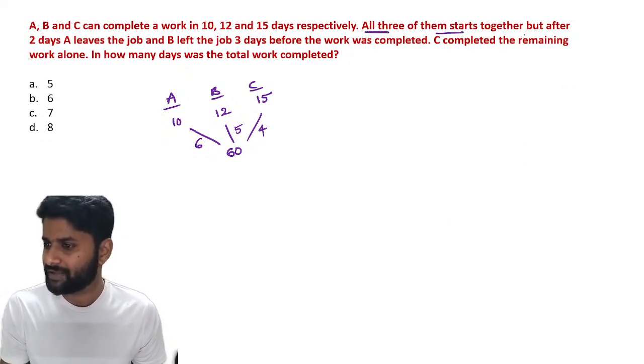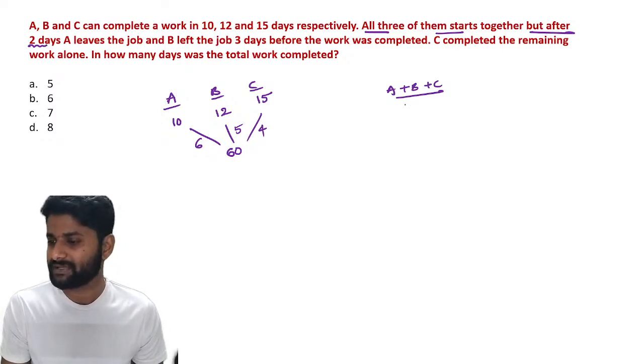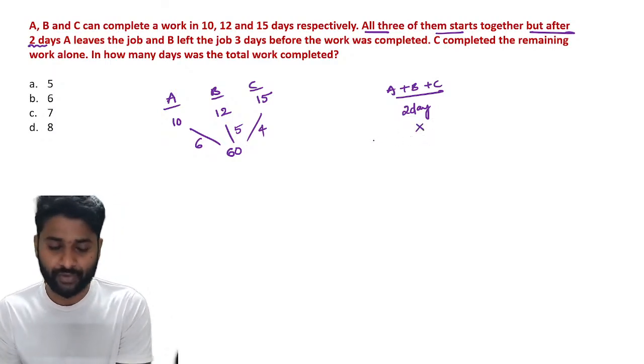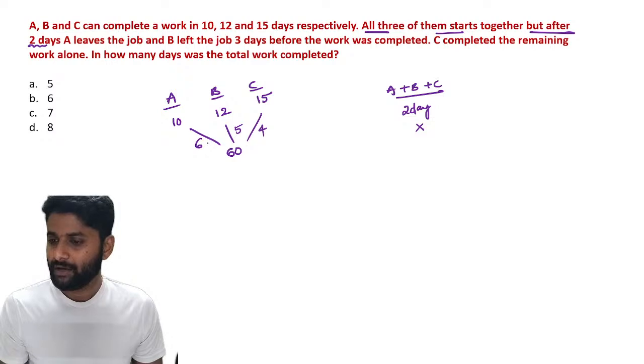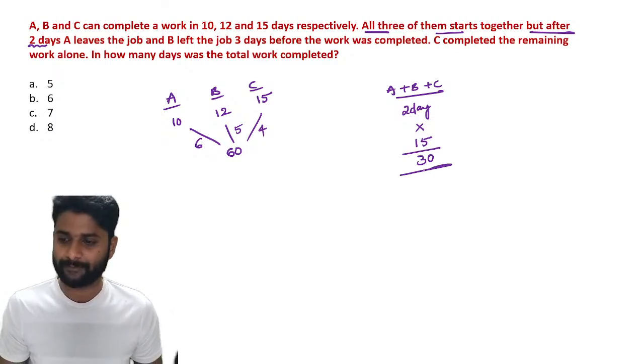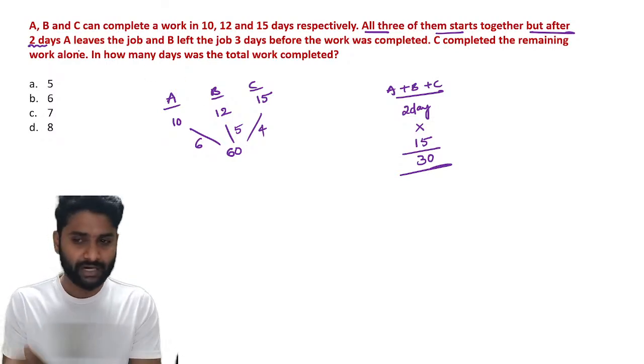All three of them start together. A, B, C start together. But after 2 days, guys, you have to pause here. After 2 days means A, B, C already worked for 2 days. Definitely, they will complete a certain number of units out of 60. The efficiency of A, B, C is 15 units. In 2 days, they will finish 30 units. So in those 2 days, already 30 units of work is completed.